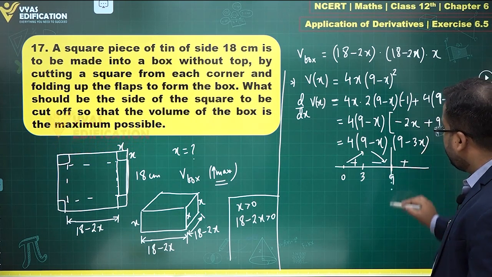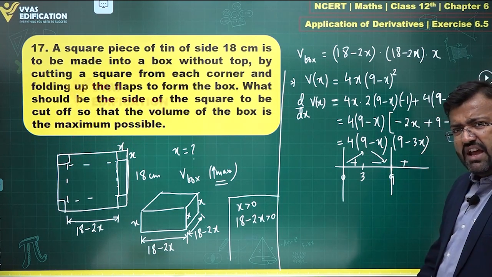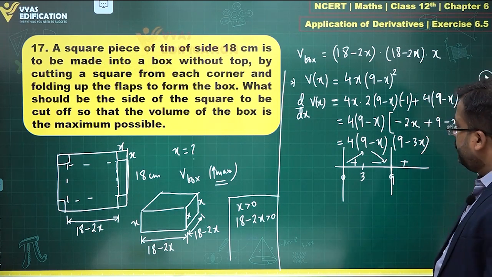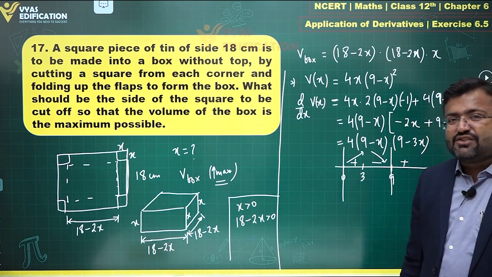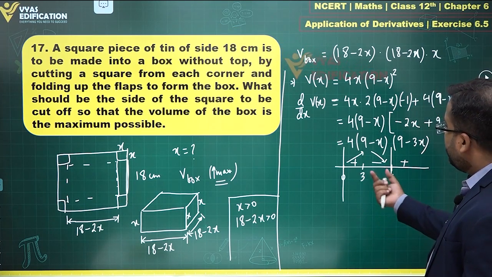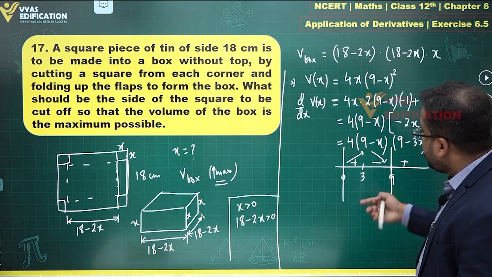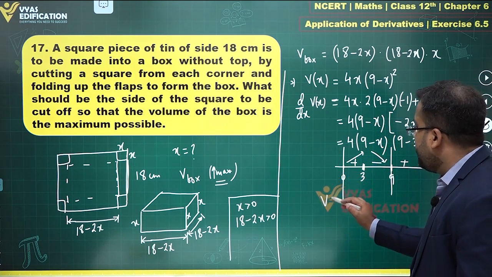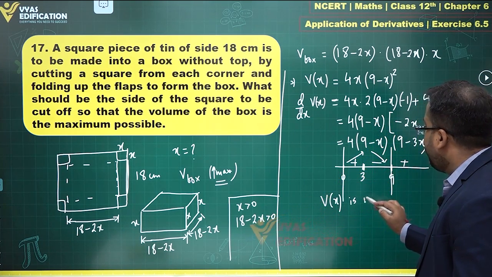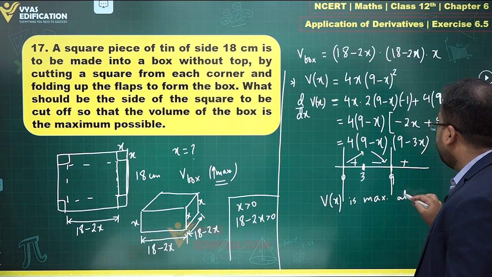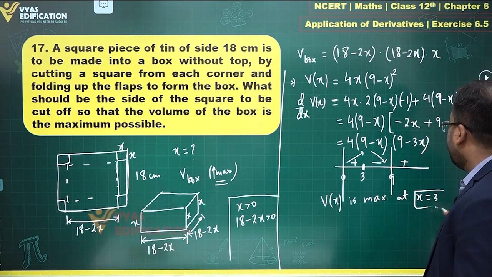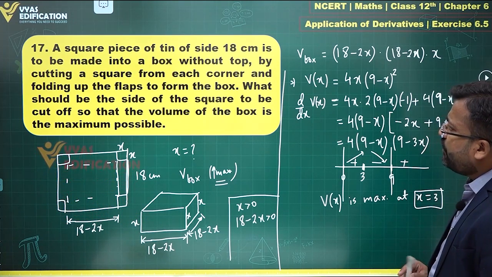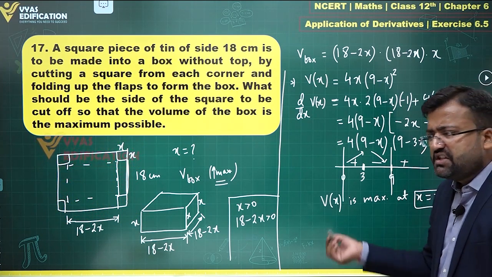This is using the first derivative concepts. Increases, decreases, but we are only interested in the region between 0 and 9, so that the side lengths do not become negative. And volume is maximum when x equals 3. That's the important thing. So V(x) is maximum at x equals 3. And what should be the side of the square to be cut off so that the volume of the box is the maximum possible? This is the side length.